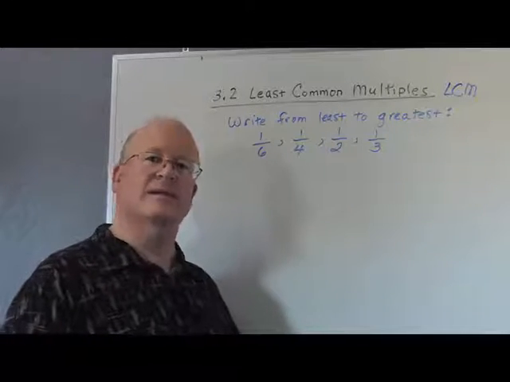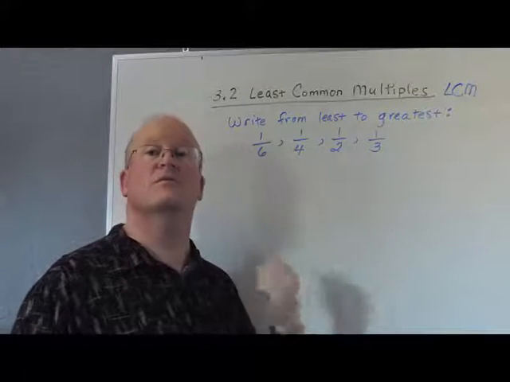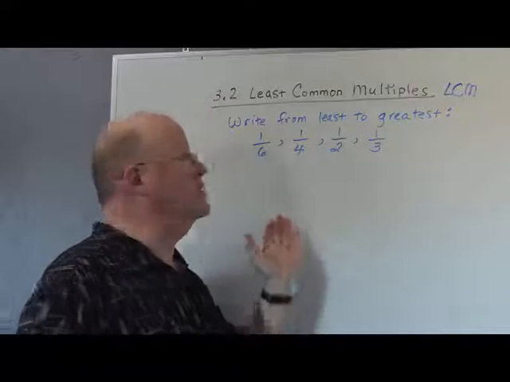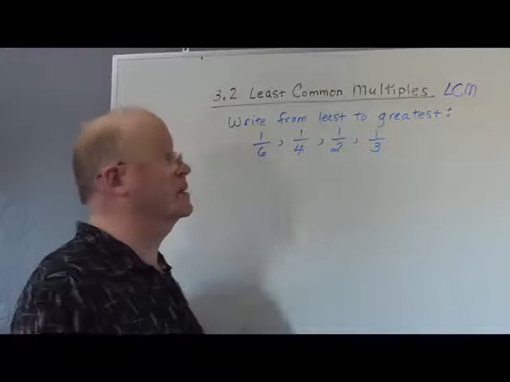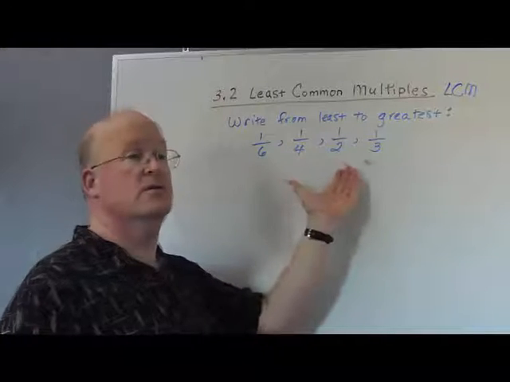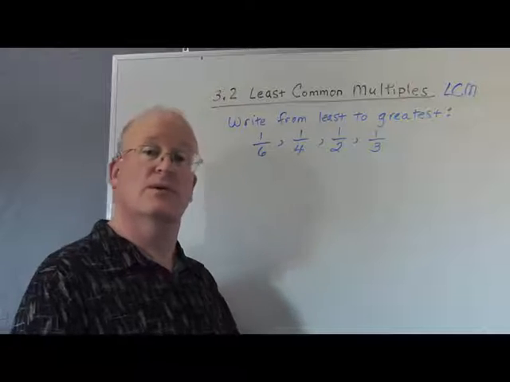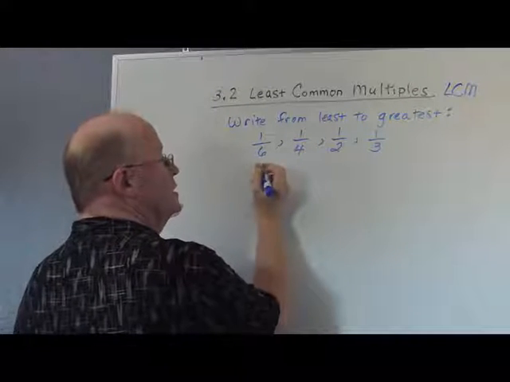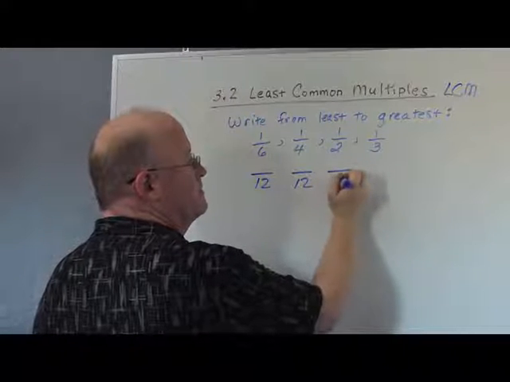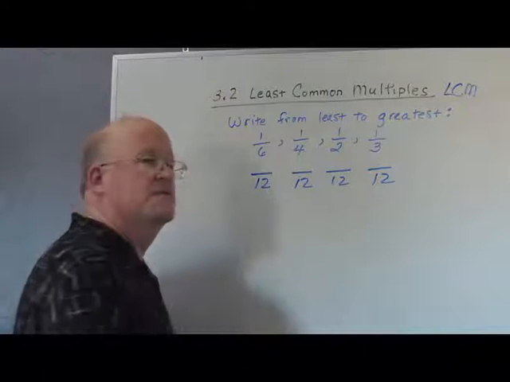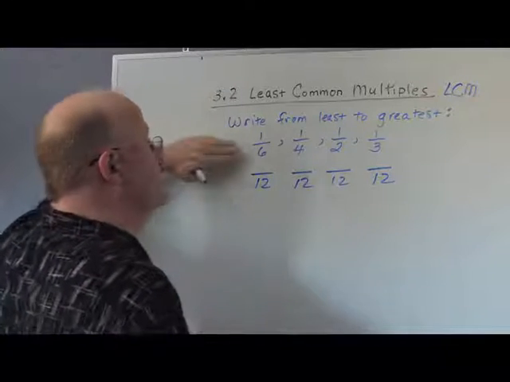Let's say we are asked to write these fractions in order from smallest to largest, from least to greatest. In order to be able to order these, we really need to compare them over a common denominator. What do 6, 4, 2, and 3 all go into? What is their least common multiple? Well, it turns out that it's 12. So I'm going to rewrite each of these over 12.